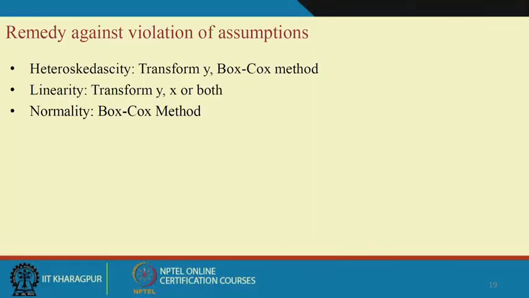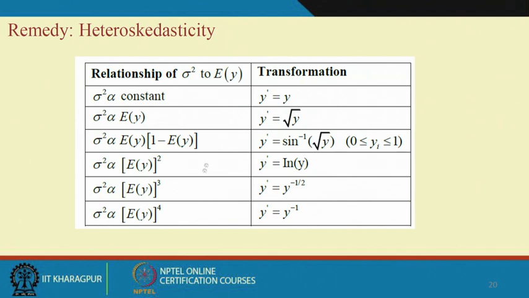Here I will show you very quickly some of the methods for transformation. One is the Box-Cox method, and I think some more methods are there, but primarily we will be considering Box-Cox. If there is heteroscedasticity, then you transform y using the Box-Cox method. If there is nonlinearity, you can transform y, x, or both, and it will help you. If it is normality, again go for the Box-Cox method. And this is what the transformation looks like.